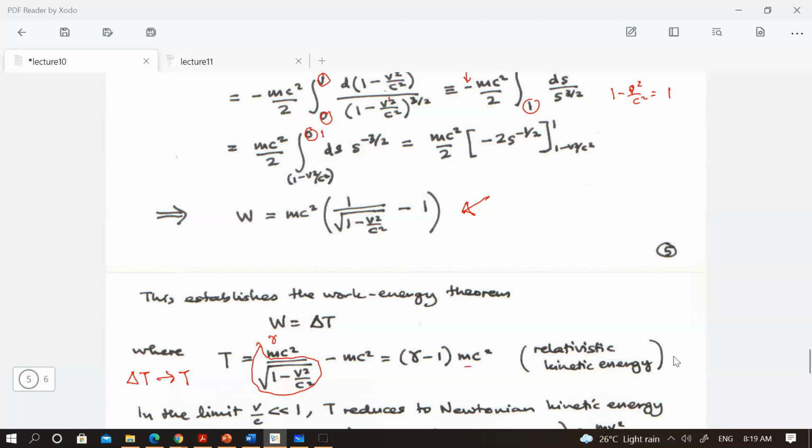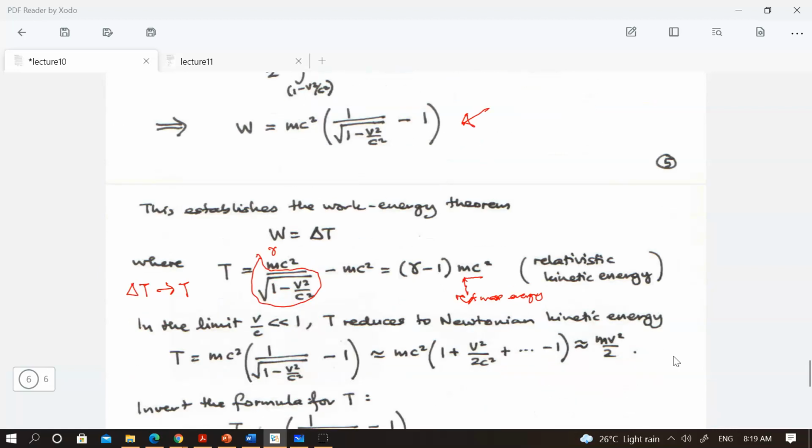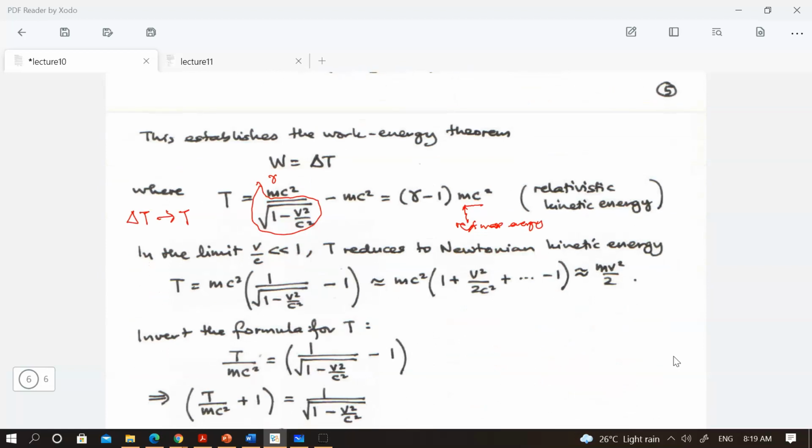And do remember that this is your rest mass, so this will be your rest mass energy. Okay, that's great. Let's see what this actually corresponds to in the limit when your v is much less than c. Then you'll find that this difference between these two energies just gives you your kinetic energy. This is just using your Taylor series for this square root in the denominator.